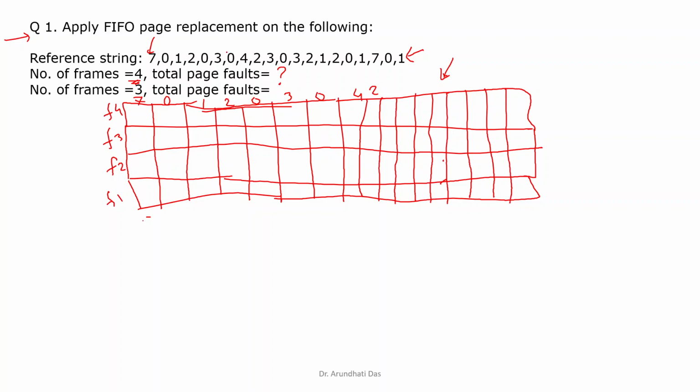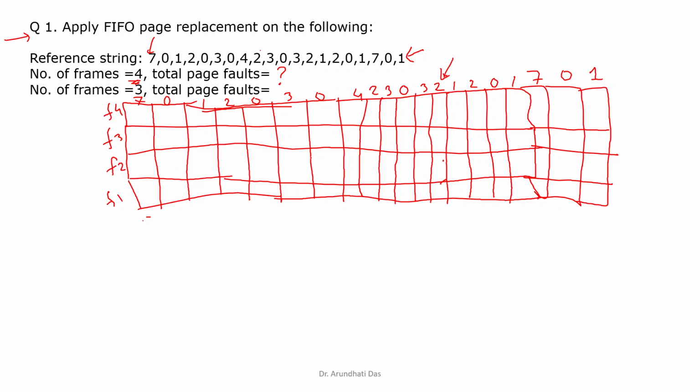After 4, 2, the request is 3, then 0, then 3, then 2, then 1, then 2, then 0, then again 1, then again 7, then again 0, then 1. I will first draw this kind of table.